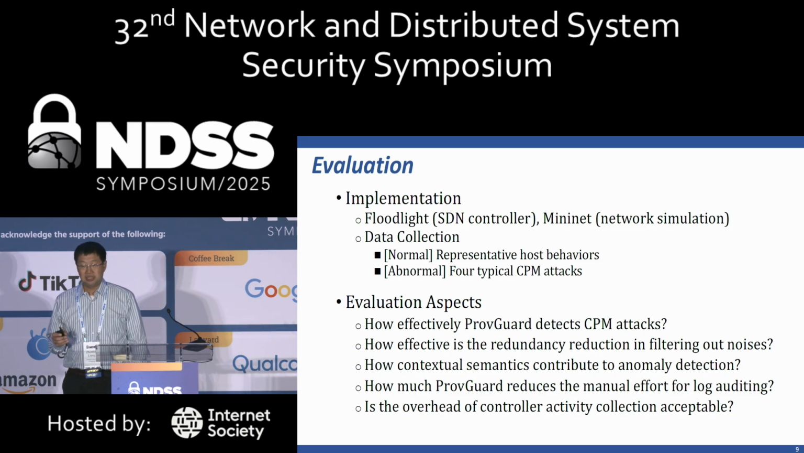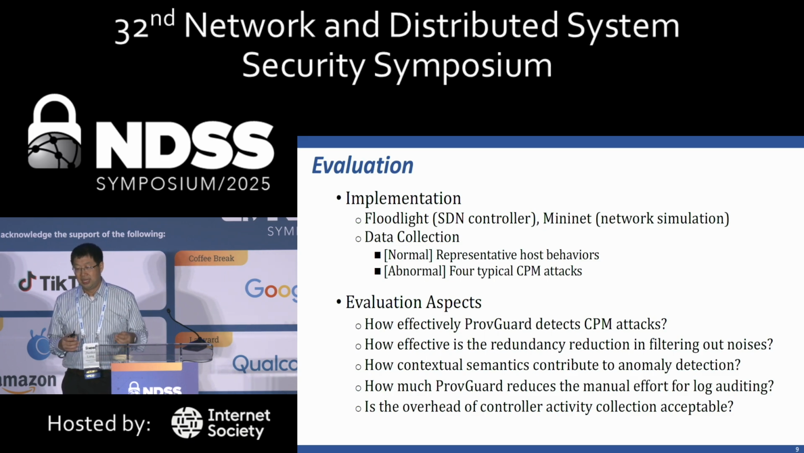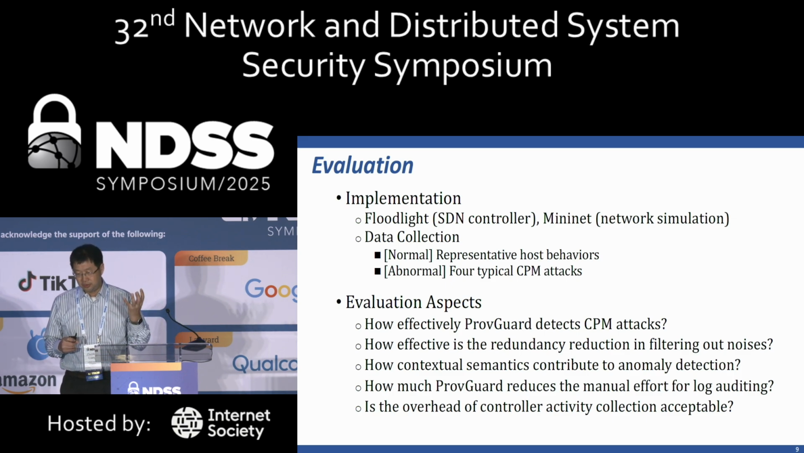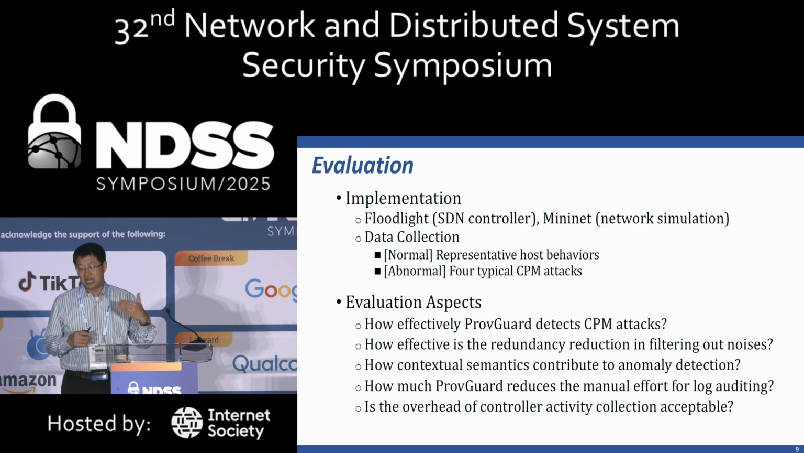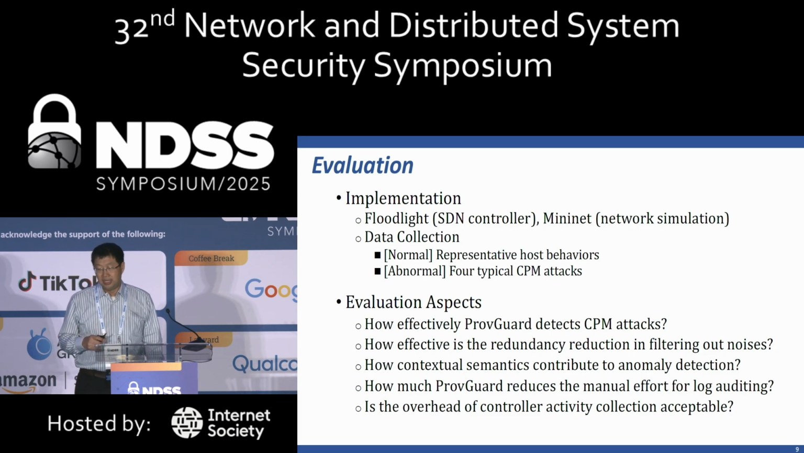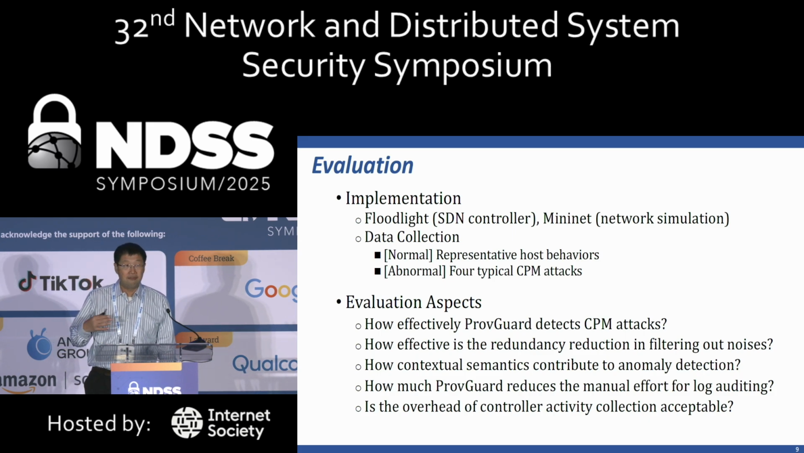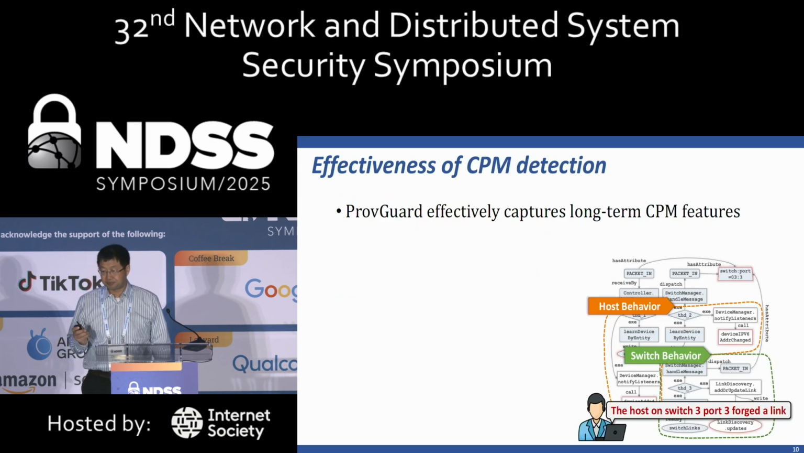In the evaluation, we evaluate how effectively ProvGuard can detect these attacks. And then we evaluate the effectiveness of the noise redundancy reduction. And also we see how the contextual semantics contribute to the anomaly detection. And then we also see how our efforts reduce the workload and what the overhead is.